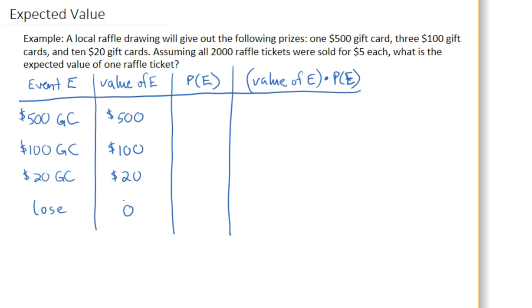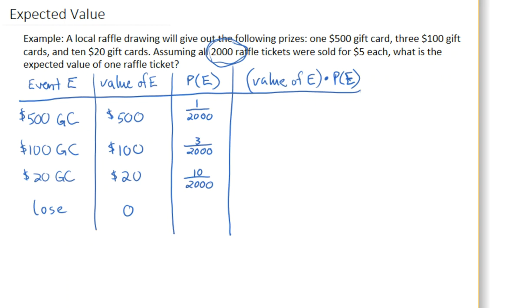Now the probability of each one of these: probability is the number of chances you get what you want over the total number of possibilities. Our total number of possibilities here are that they sold 2,000 raffle tickets. So those are everything in the pot. There's 2,000 of them. So for the $500 gift card, there's 1 of those, so that's 1 out of 2,000. And for the $100 gift card, there are 3 of those, so we have 3 chances out of 2,000 of winning those. And for the $20 gift card, there are 10 of those, so it's a 10 in 2,000 chance.